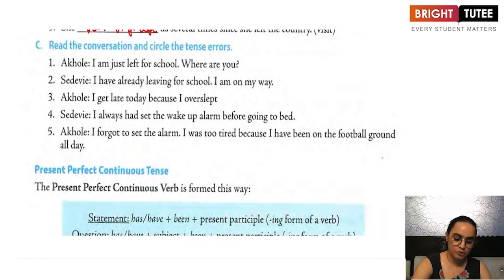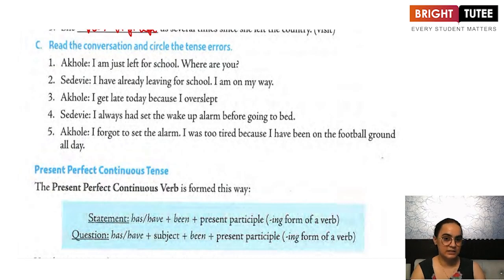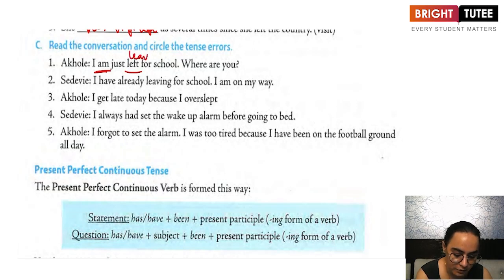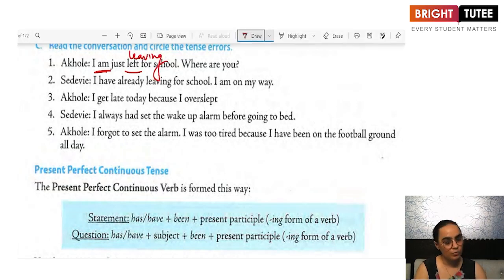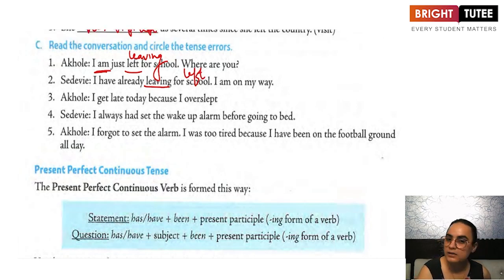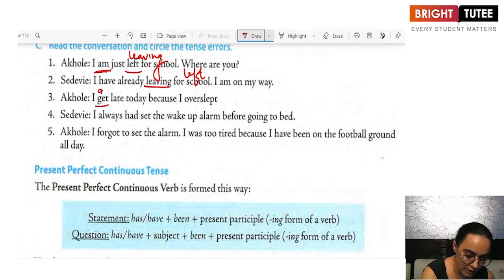Read the conversation and circle the errors in the tenses. Akol says, I am just left for school. I have, or I am just leaving for school. Where are you? I have already leaving for school. No, I have already left for school. I am on my way. I get late today because I overslept. No, I got late today because I overslept.